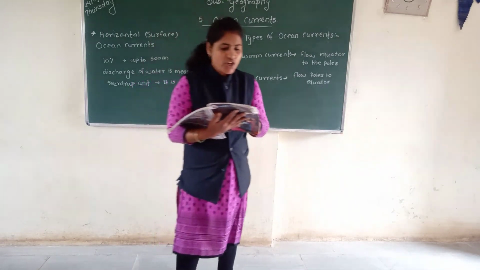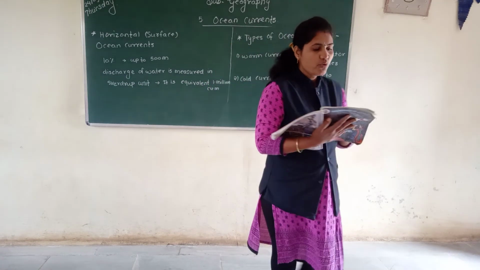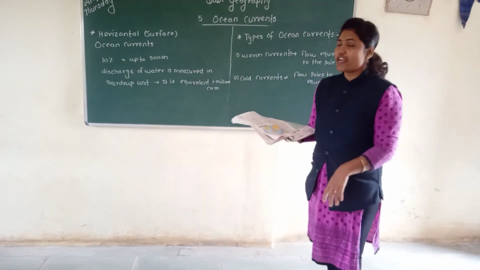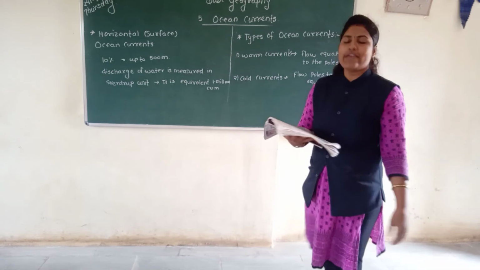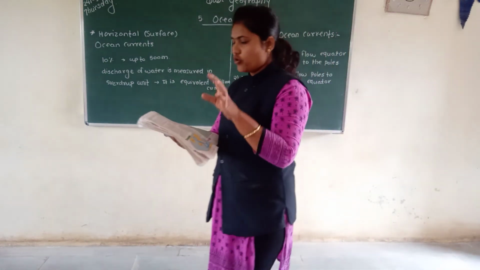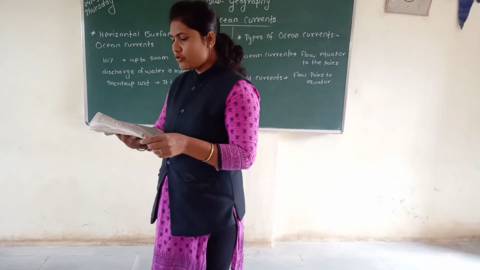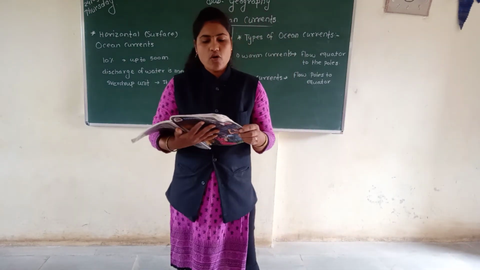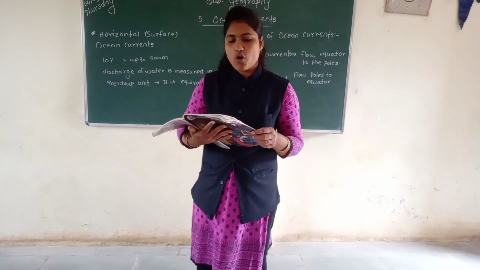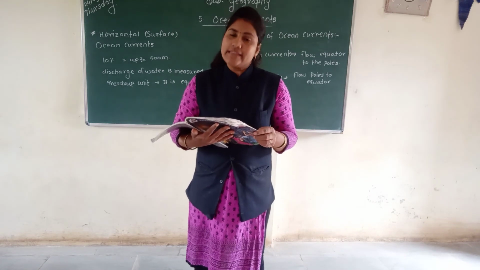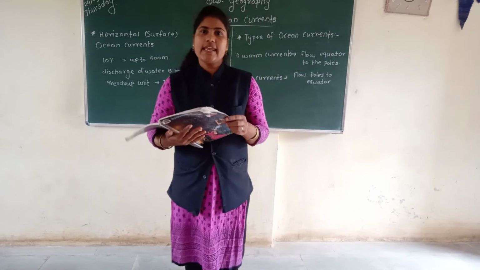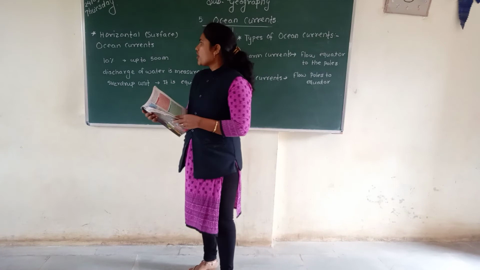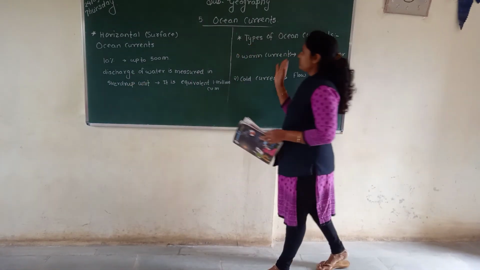The ocean currents are divided into two types, as I have already told. Which are they? Very simple: cold and warm currents. Now see, the next point is the effect of ocean surface currents on human life. That point we will see in the next video. I hope you understood all these points.